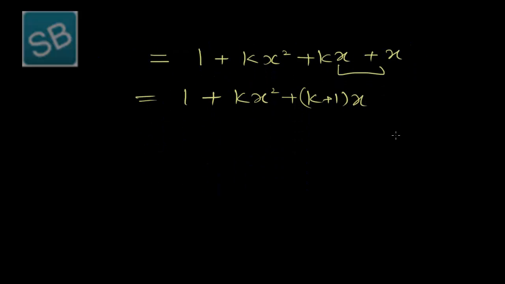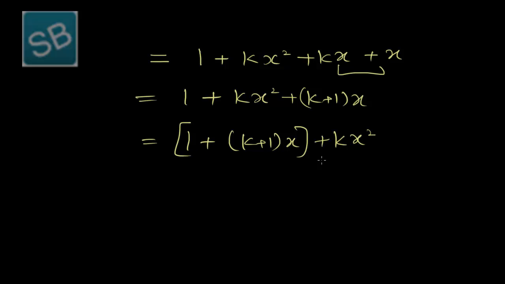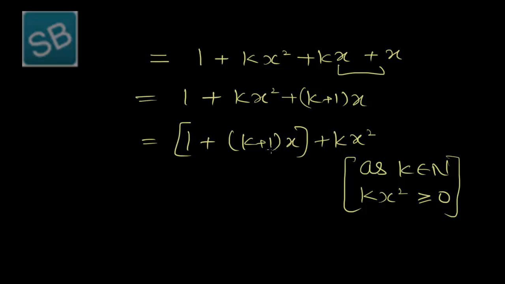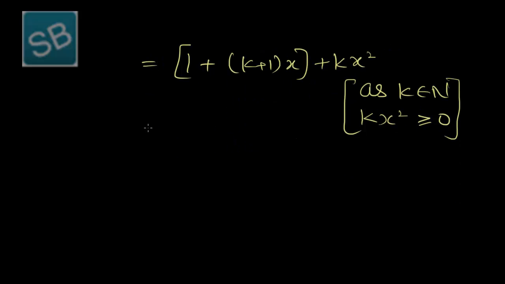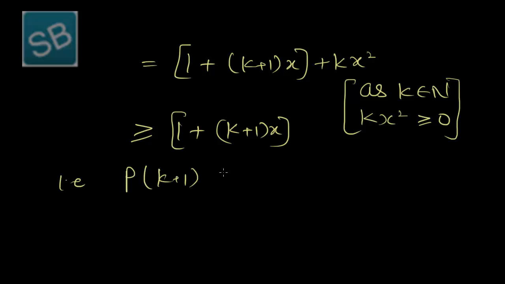If you see that we are near about our result, that is 1 + (k + 1)x in one bracket plus extra term. Now what can we say that, as k belongs to natural number and x^2 is positive, then kx^2 is greater than or equal to 0. If this term is equal to 0, then this will be equal to right hand side, and if this term is greater than 0, then this is greater than this quantity. So we can say that this is greater than or equal to 1 + (k + 1)x. That is, P(k + 1) is true.